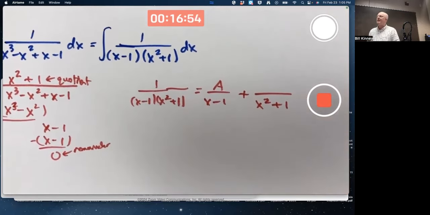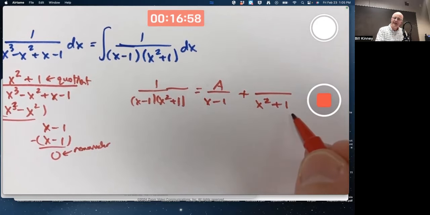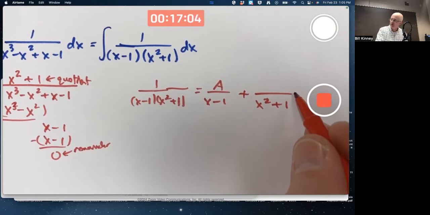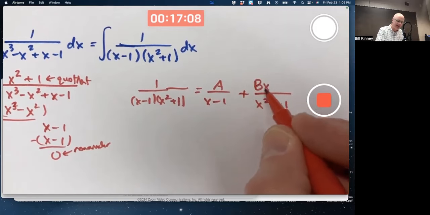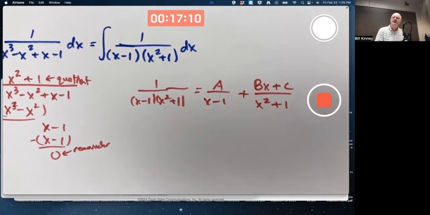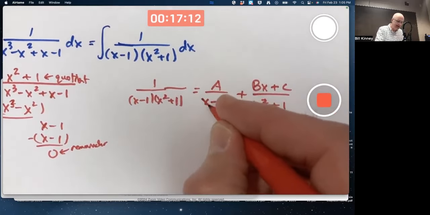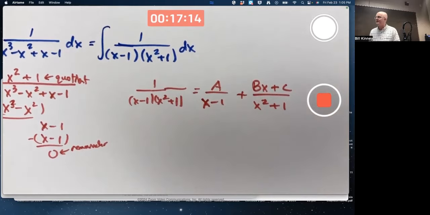However, it's a bit trickier here because when you have an irreducible quadratic, like we do, you need to allow for an x term in the numerator. You need to allow for a linear function of x, Bx+C. So what this means is there are still 3 unknown constants to solve for. But just keep trudging ahead.